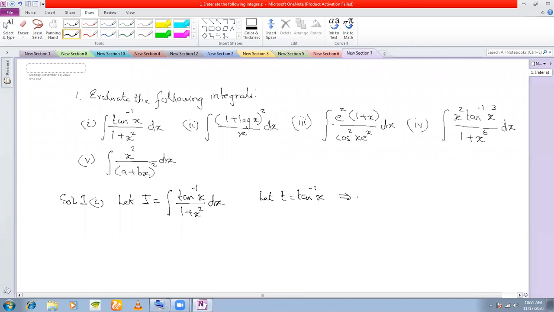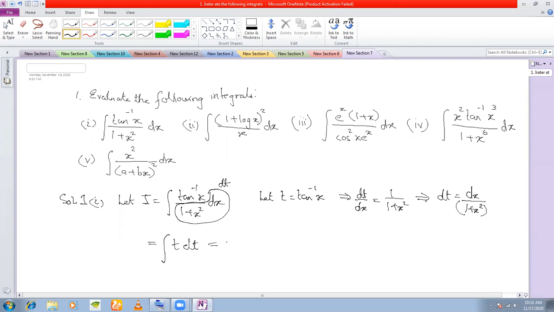So that means dt/dx is 1 by 1 plus x square. That means dt is dx by 1 plus x square. So clearly here, this dx by 1 plus x square part becomes dt. So you can write this integral as integral. Now also t is tan inverse x, so you can write t for tan inverse x, and dx by 1 plus x square has become dt.